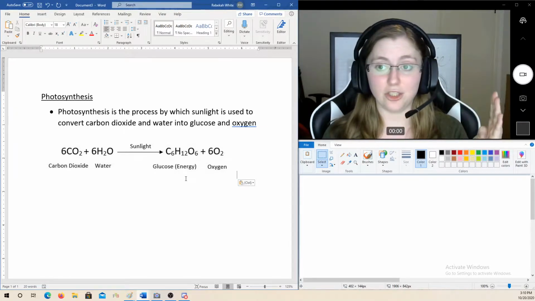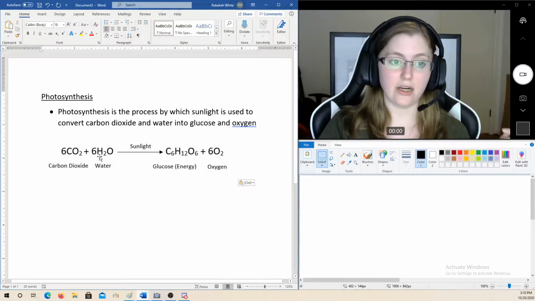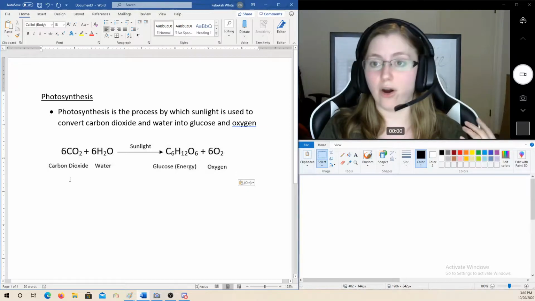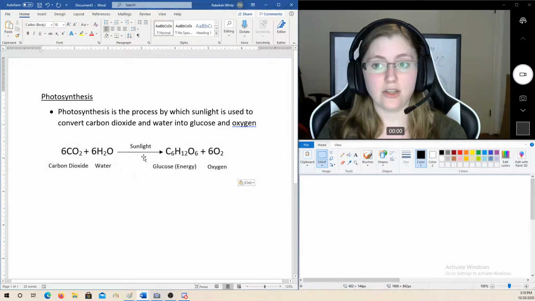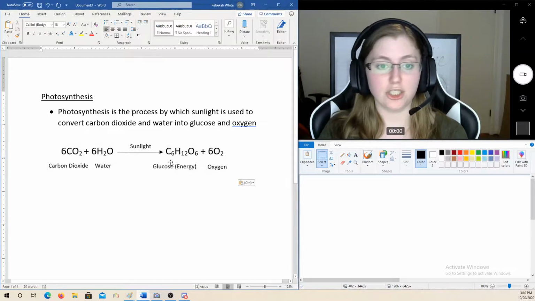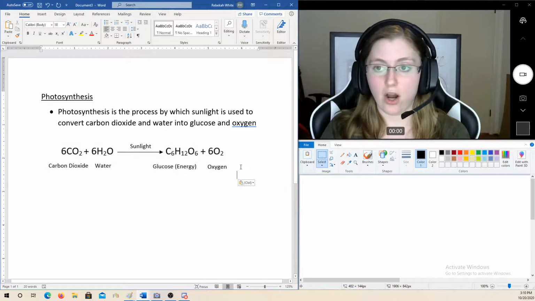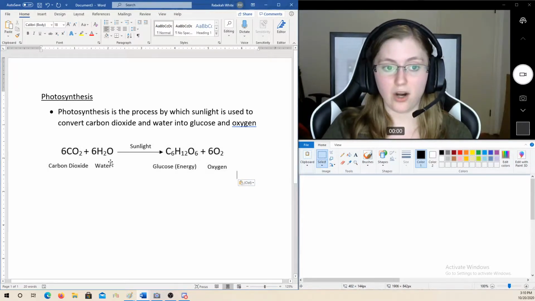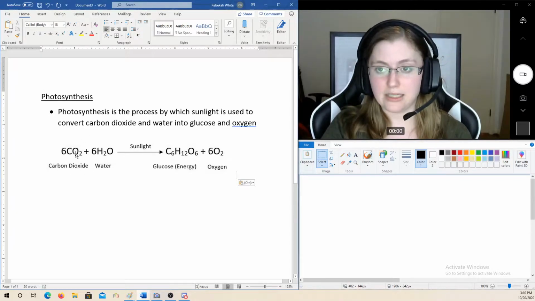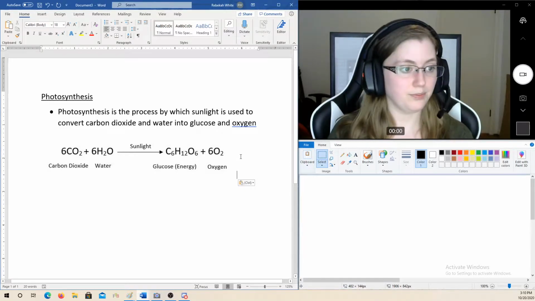This and the definition that I gave you say pretty much the same thing. So on our reactant side here on the left, we have our carbon dioxide and water. Then we have sunlight, which is our energy source. And then we have our product side, glucose and oxygen. In some cases, you're going to see water written on both the reactant side and the product side. We're going to talk about that in just a second.